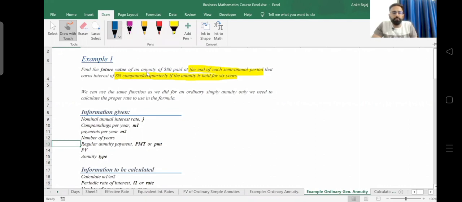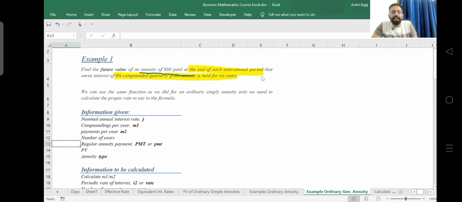So here, you are planning to invest $80 at the end of each semi-annual period. It means you will be investing twice in a year, right? Let's suppose this is the first year. So $80 you will be investing here, and the next $80 you will be investing here, right? The next line says you will earn interest of 8% compounded quarterly.